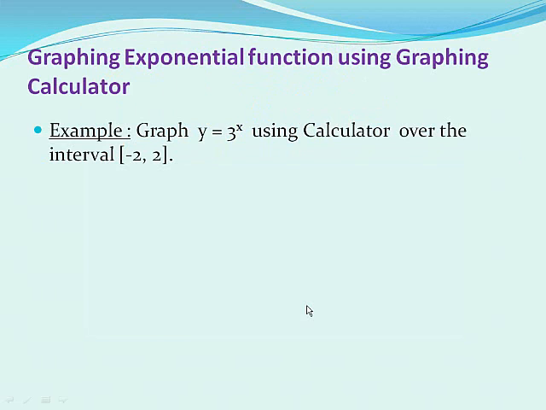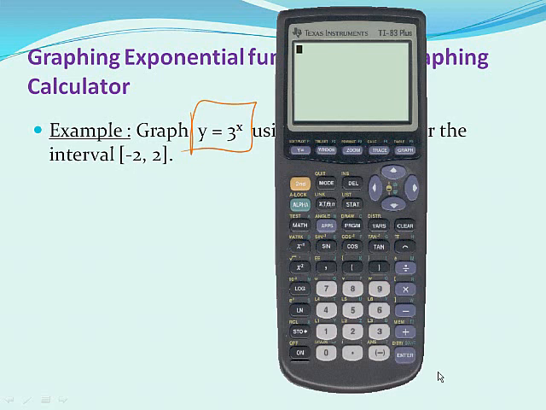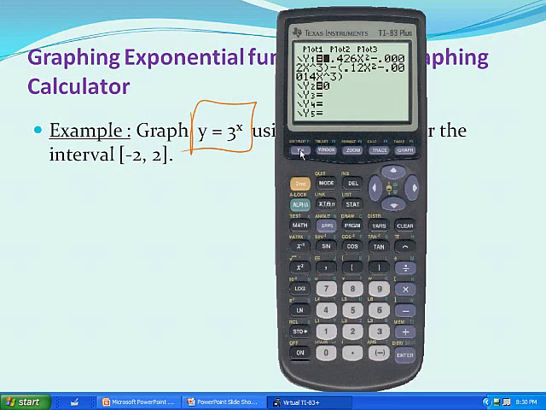Let's do an example. Graph the function y equal to 3 power x using a graphing calculator over the interval negative 2 to 2. We enter the formula y equal to 3 power x and select a window negative 2 to 2 for x and negative 10 to 10 for y with a y scale equal to 1. If you press graph, you'll get a shape of the graph.